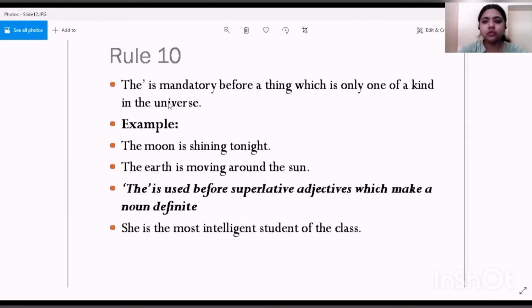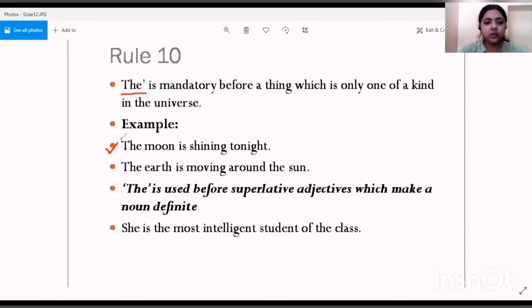Now, this you have been doing since you were very small. We always use the before a thing which is one of its kind. There is no other thing like that. So for example, moon, sun, earth. So we always use the before it. These things which are one of its kind in this whole universe are always preceded by the definite article, that is the.